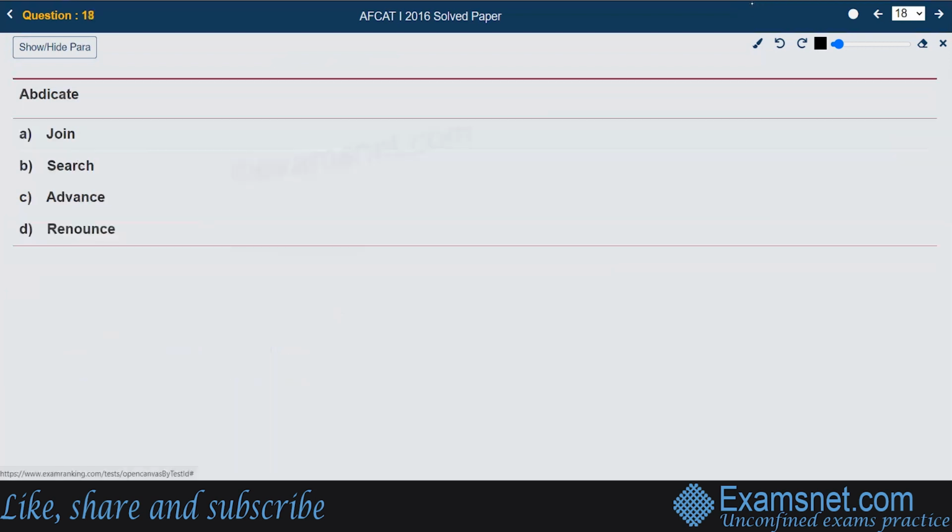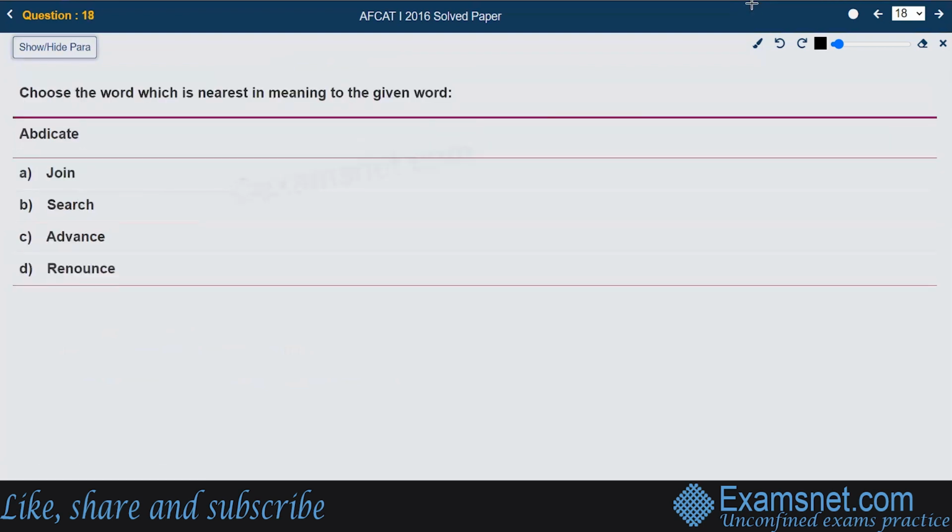Now we have the next question. What are we supposed to do? Let us open the paragraph. Choose the word which is nearest in the meaning to the given word. So we are supposed to find out the synonyms of these words. The first word is abdicate. The meaning of abdicate is to give up something or to leave something.